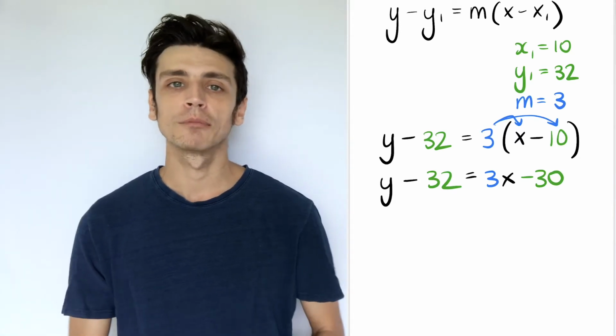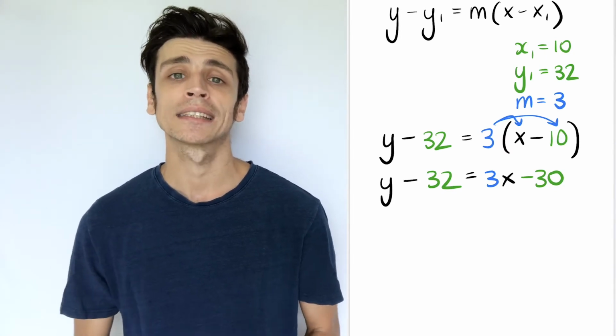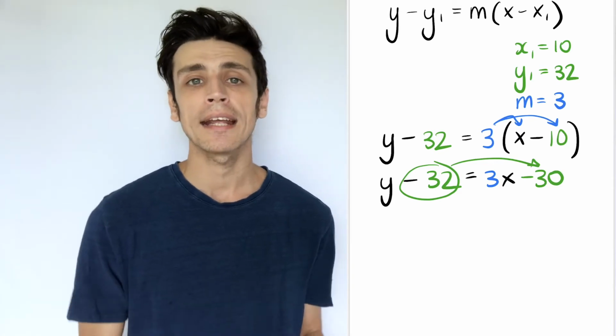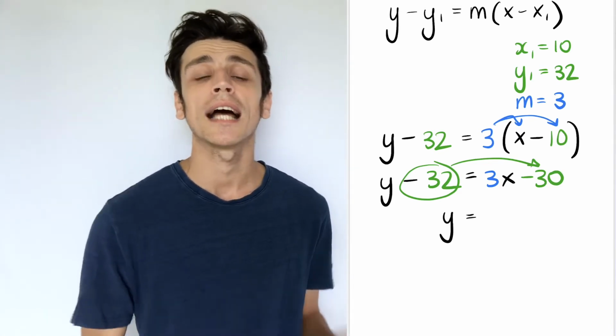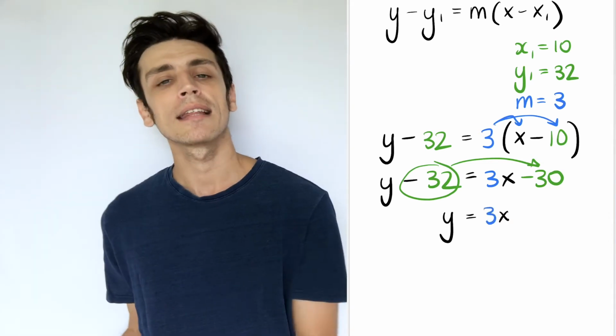So now our equation will read y minus 32 equals 3x minus 30. Now what we want to do is take this constant that's on the left hand side and isolate y. So we're going to take this negative 32 and bring it to the other side.